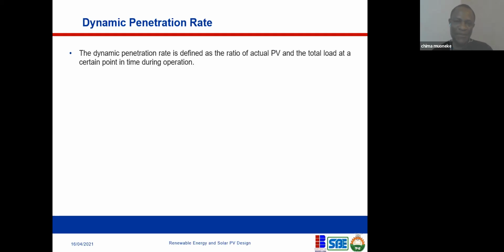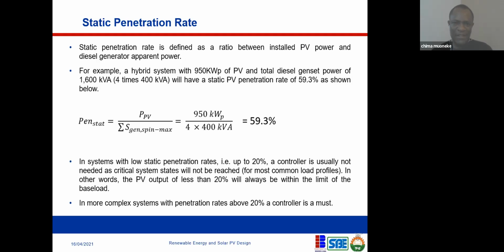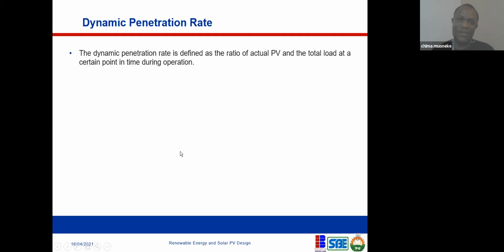So let's talk about dynamic penetration rate. A dynamic penetration rate is defined as the ratio of actual PV to the total load at a certain point in time during an operation. Remember that I said you have a PV of 950 kilowatt peak, which does not necessarily mean that at every point you're generating this. At every point, you're most likely going to be generating less. So your actual generation at any point in time is what we refer to as your dynamic penetration rate. It's different from morning, afternoon, and evening.